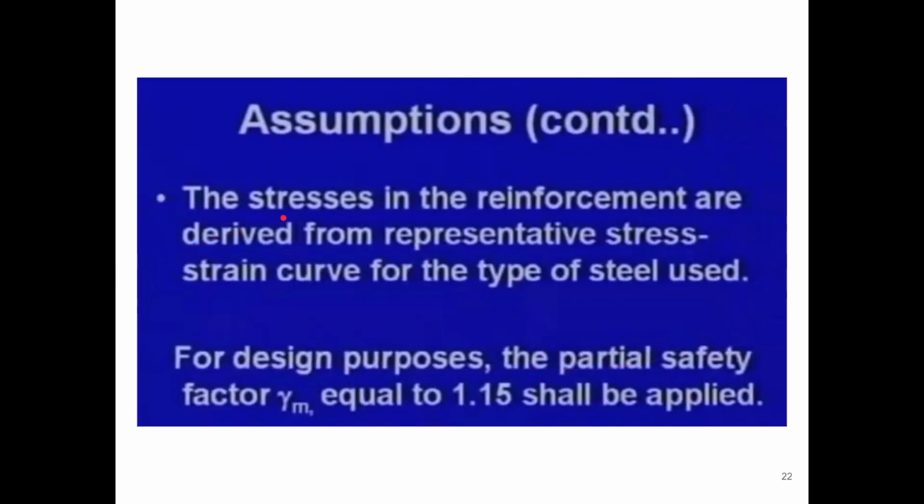Apart from that, the stresses in the reinforcement are derived from a representative stress strain curve for the type of steel used. So basically we use the stress strain curves as we did for the beam and slab design also. Based on this, we take the values. And for design purposes, the partial safety factor gamma m is equal to 1.15 for the reinforcement. That is true for the limit state method, right? It is a partial value of the actual factor of safety, which was around 1.8 and used for the working stress method. That's why it is called partial safety factor, right?